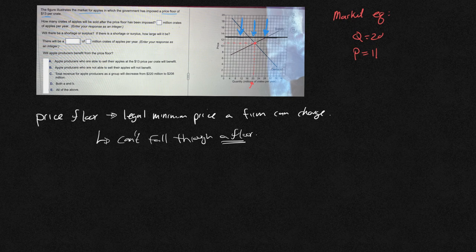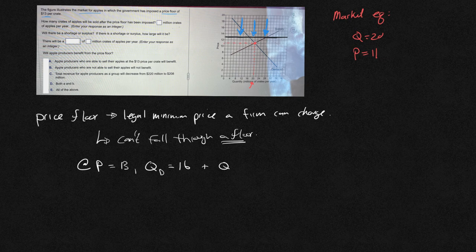Okay, so now that we have kind of the base understanding, let's see about answering that. How many crates will be sold after the price floor has been imposed? Well, let's look at this price again, right? We see the price at 13, and we can say a couple things. At the price floor equal to 13, we know that the quantity demanded is going to equal, and we just find that 13, we go over to where the demand curve is, we go down. That quantity demanded is going to be 16.